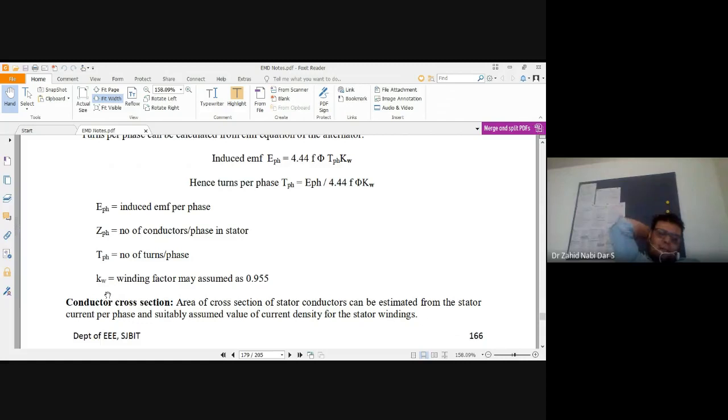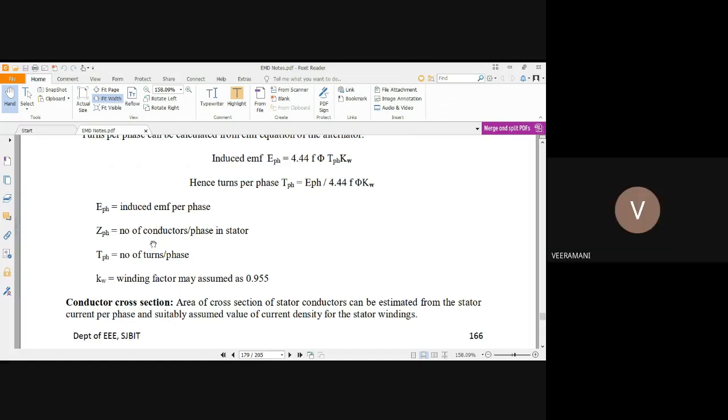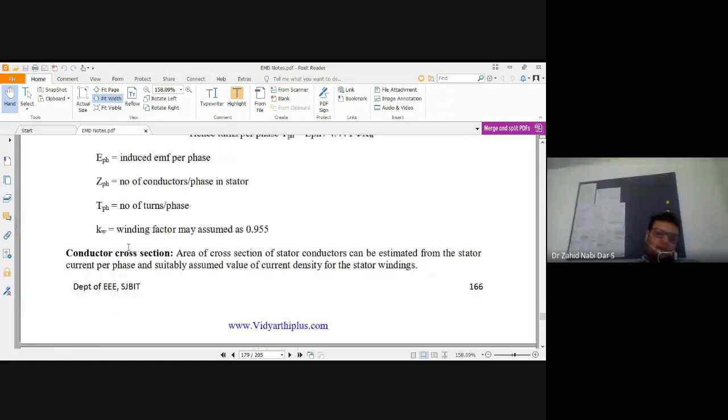Your Kw is Kp into Kd. What is it? It is pitch factor into distribution factor. Okay. So again, your conductor cross section, how will you calculate?